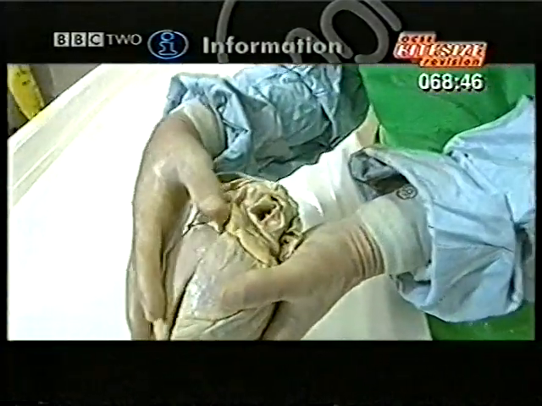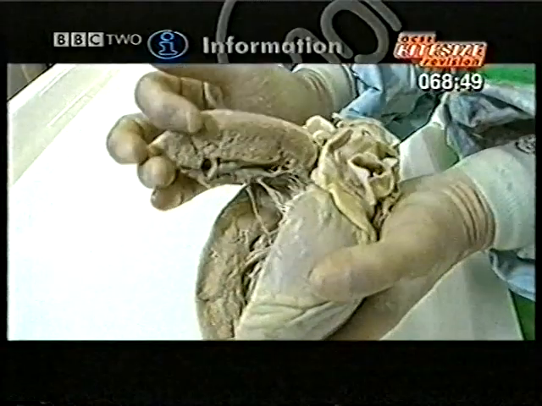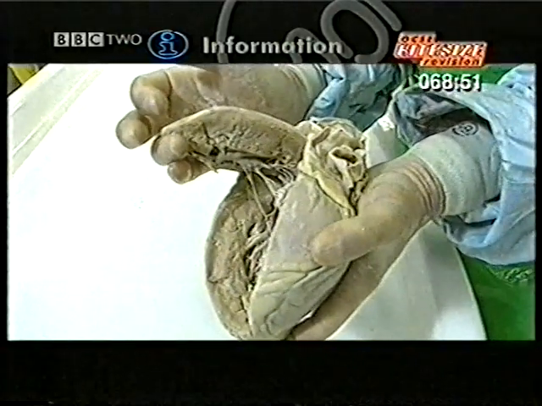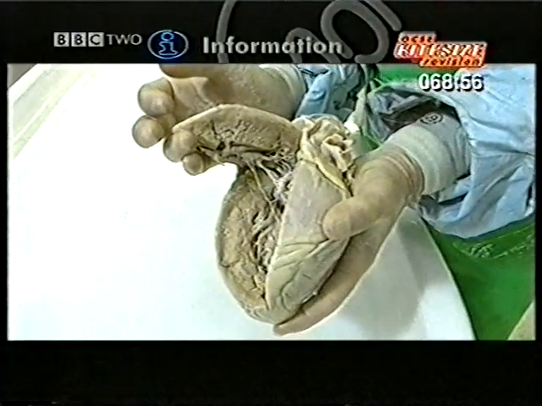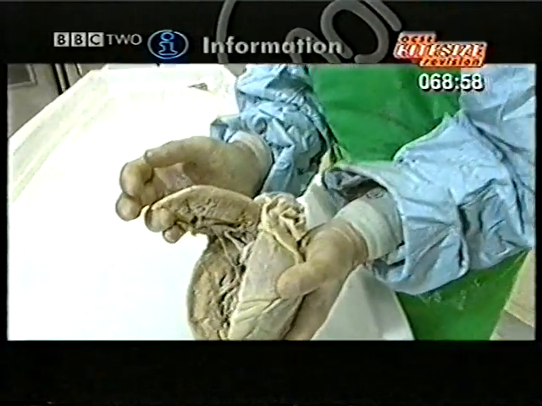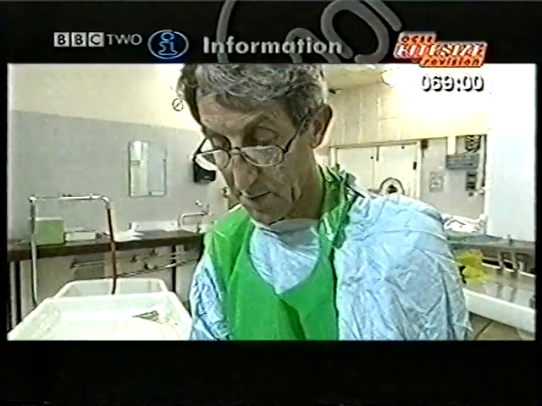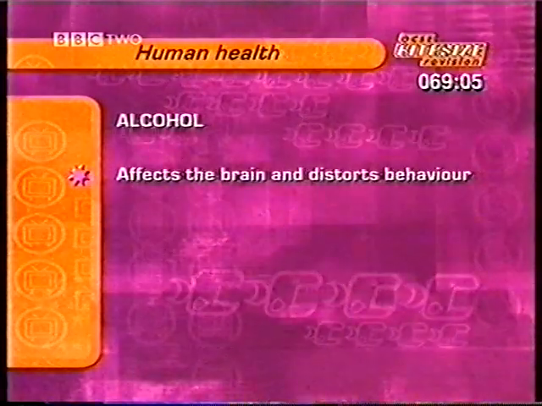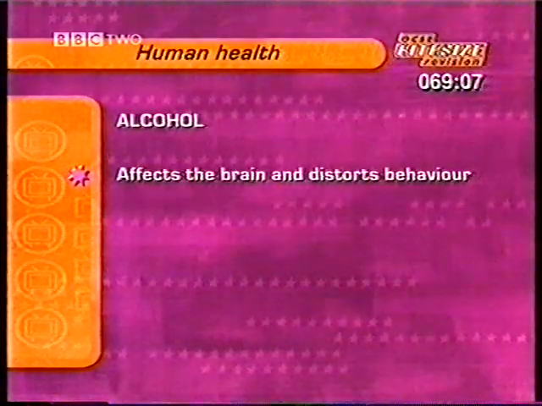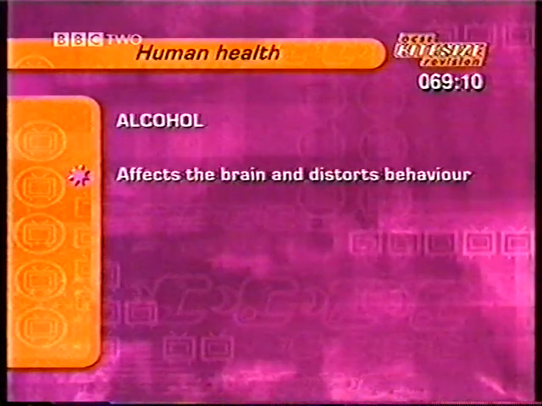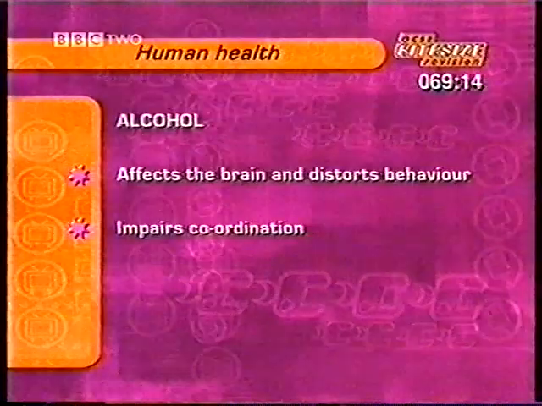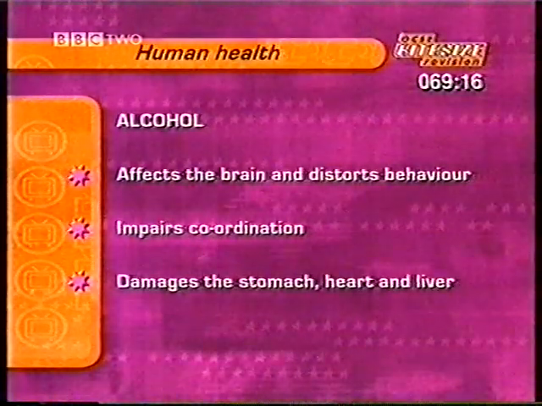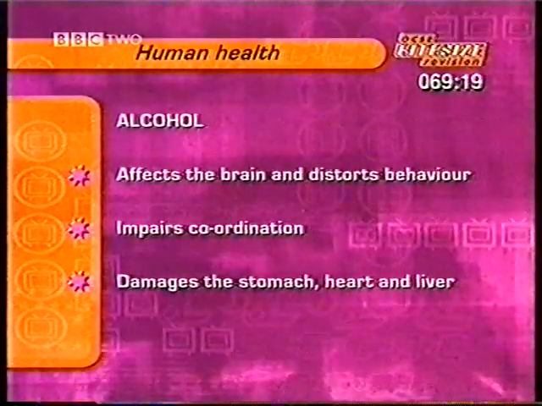Now this is a preserved specimen of heart, which enables me to show you what a strong muscular pump it is. This pump pumps the blood on into the lungs and to the rest of the circulation. Those who drink alcohol for a long period of time, in some instances, can damage the working of this pump as well. So alcohol can affect the brain, distorting people's behaviour by removing their inhibitions. It can impair coordination, which is why drinking and driving is so dangerous, and it causes damage to the stomach, heart and the liver.